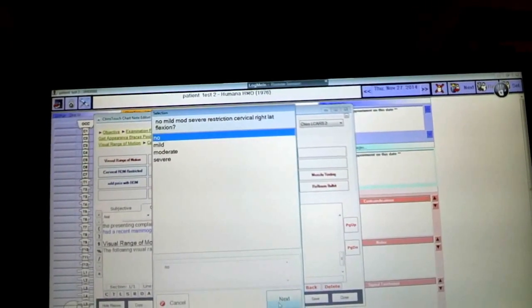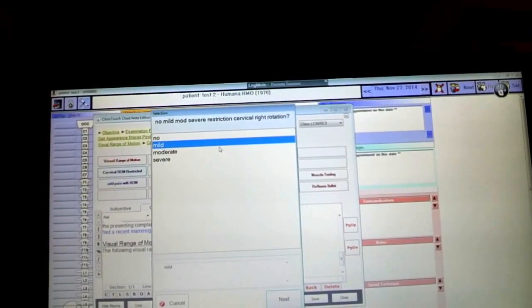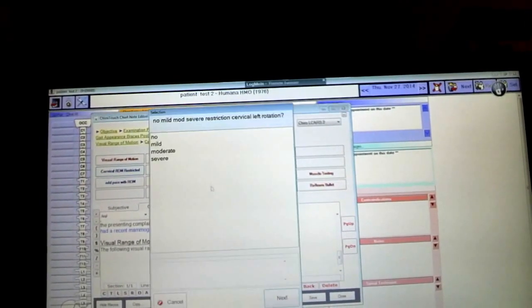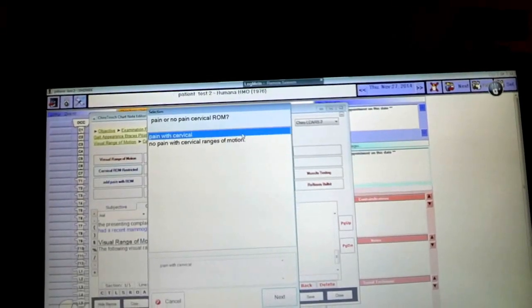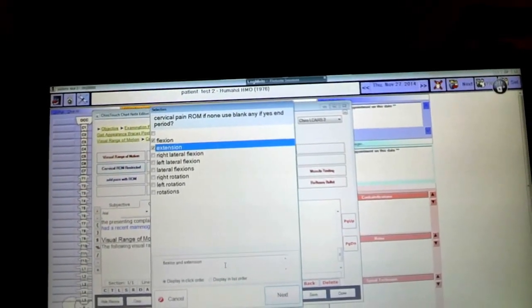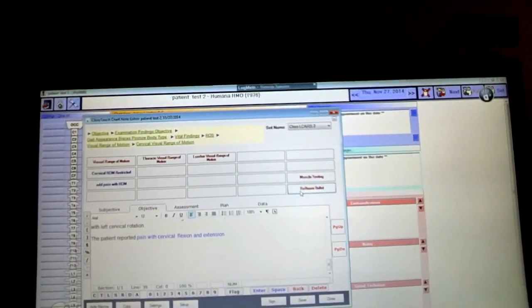No problems with right or left lateral flexions, but they're going to have also some difficulty, moderate, with rotation to the right and moderate with rotation to the left. From there, they say that they're going to have pain with both the flexion and extension. I'd end this with a period to make the sentence complete. And from there, we go right under reflexes.